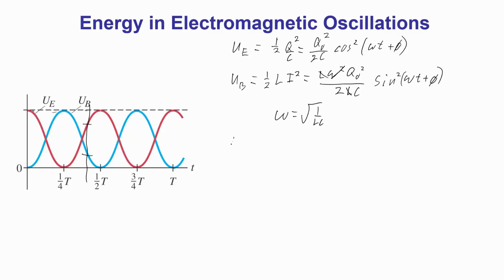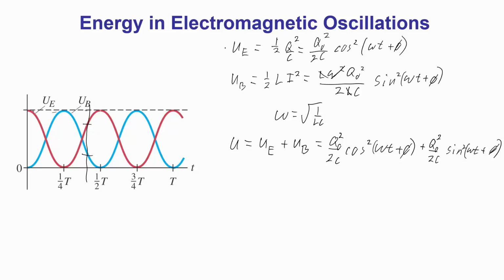So the total energy at any moment in time is going to equal the sum of these two energies. And so we can go ahead and write Q naught squared over 2C cosine squared omega t plus phi plus, I'm going to have to squeeze this guy in here, Q naught, oh, I forgot the squared here, over 2C sine squared omega t plus phi. And you probably see where this is going. So you would use either of these equations here if you wanted to know how much energy was stored in either the inductor or the capacitor at a given moment in time.